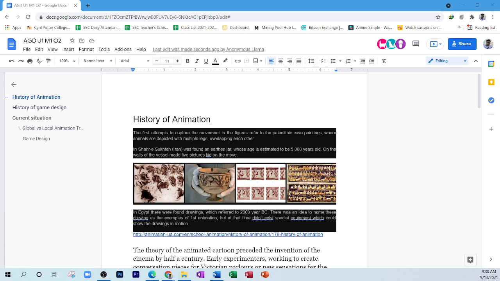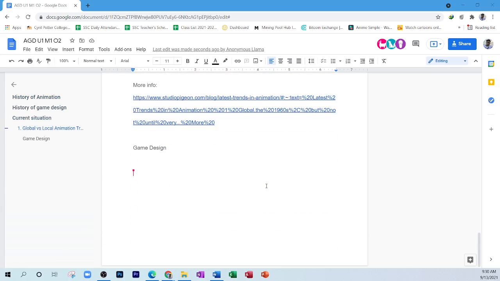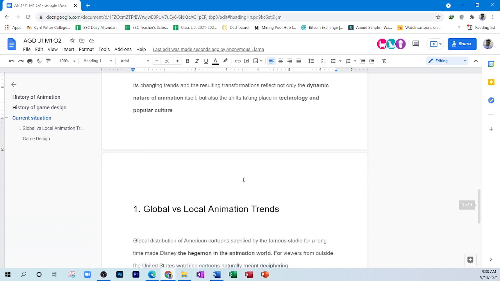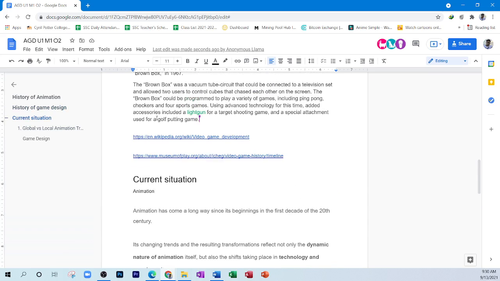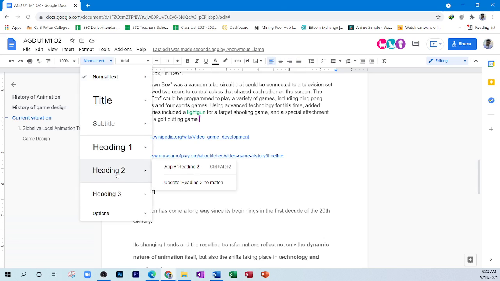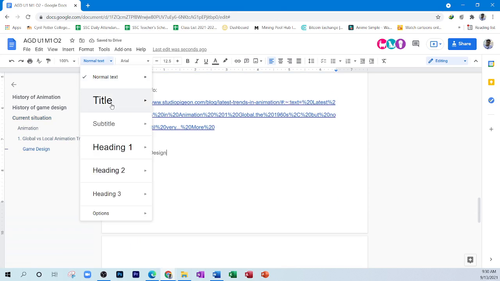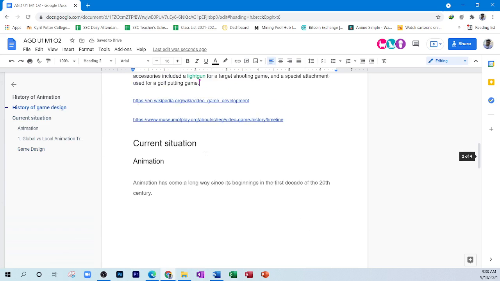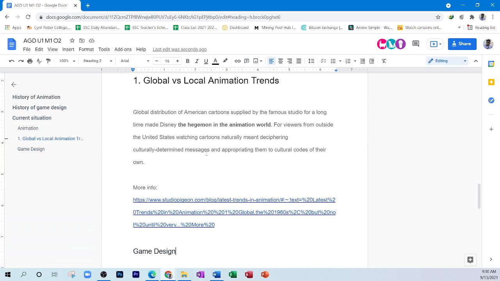Do we have to type it or share it with you? I put it in the document. There's a section for the current situation. You can notice there's a section for animation. Make that heading 2, and there's a section for game design. Make that heading 2 also. So make sure you put it under those sections on the current situation.